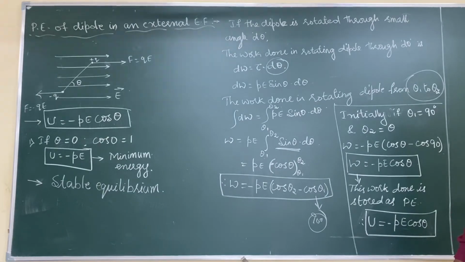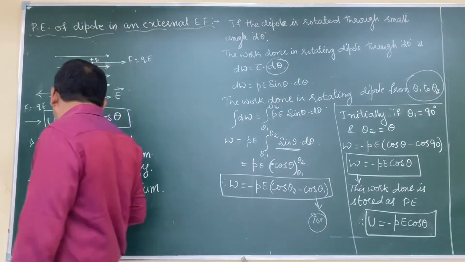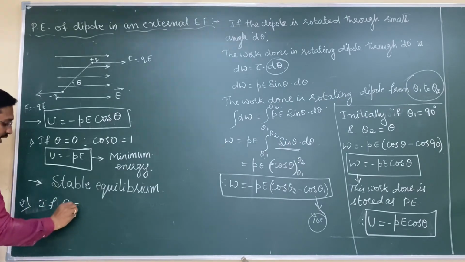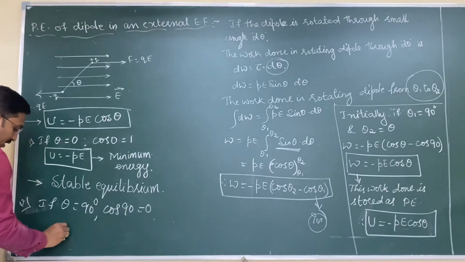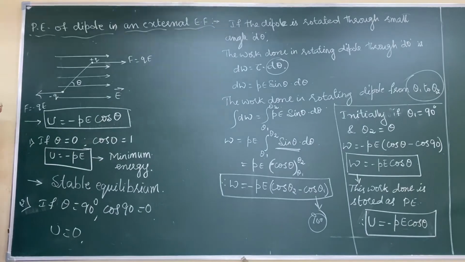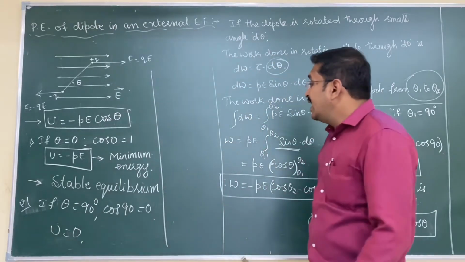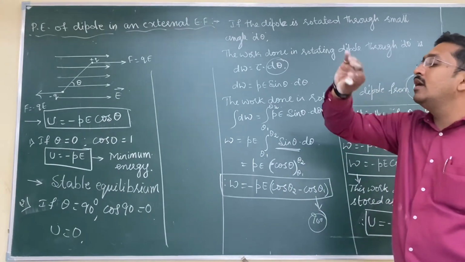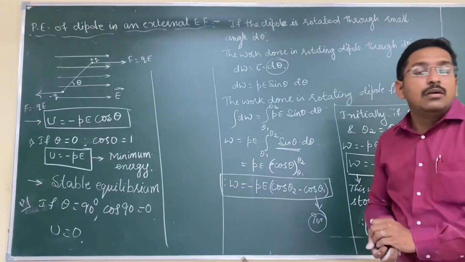It means if the dipole is along the direction of the electric field, the energy is minimum. Second, if theta is equal to 90 degrees, cos 90 is going to be 0, then the energy is going to be 0. It means the dipole does not possess any energy when it is perpendicular to the electric field.